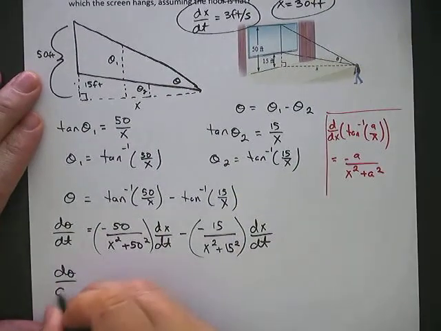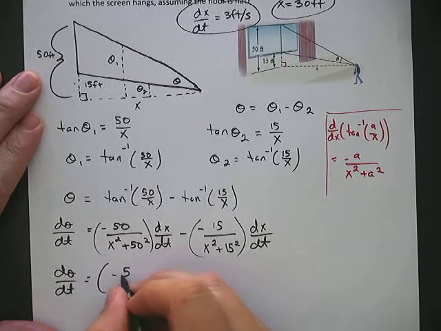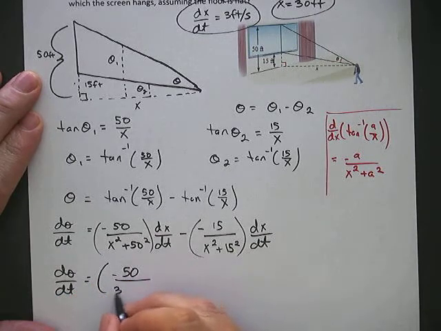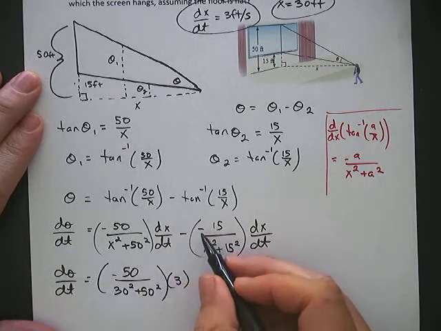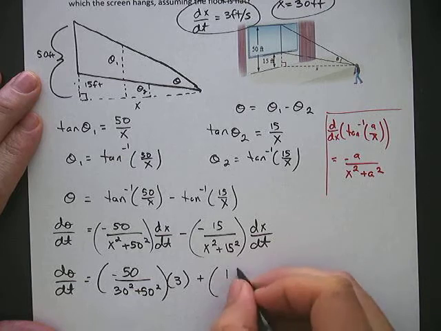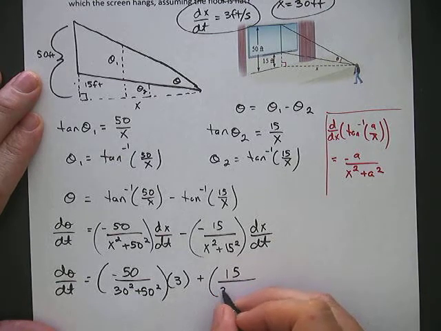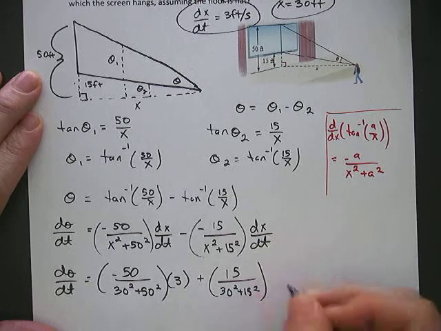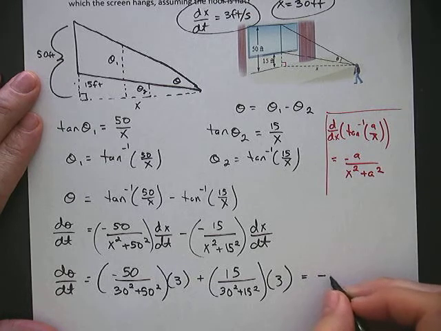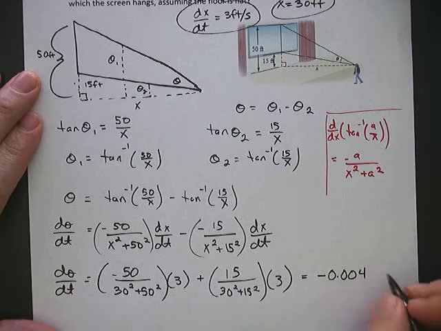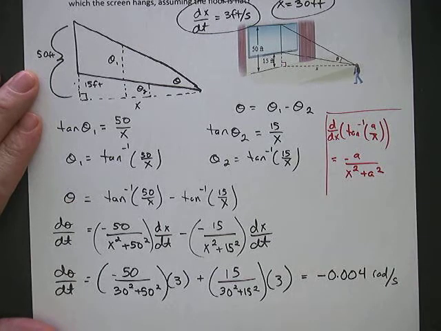So d theta dt is equal to negative 50 over 30 squared plus 50 squared, and then dx dt is 3. We have a minus and a minus, so I'm just going to put a plus 15 over 30 squared plus 15 squared, also times 3. Now if you stick those numbers in the calculator, you're going to get negative 0.004, and that is radians per second. And that is your answer.